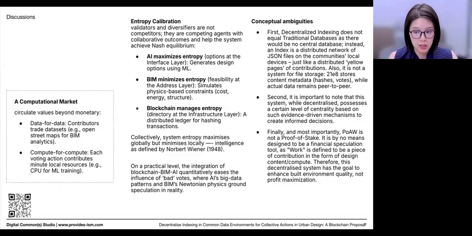First, the centralized indexing is not a traditional database. There is, in fact, no central database. The index is simply a distributed network of JSON files stored on the community's local devices. It's like a distributed yellow page of contribution. It is not a system for file storage. It only stores metadata like hashes and votes, and the actual data is peer-to-peer.